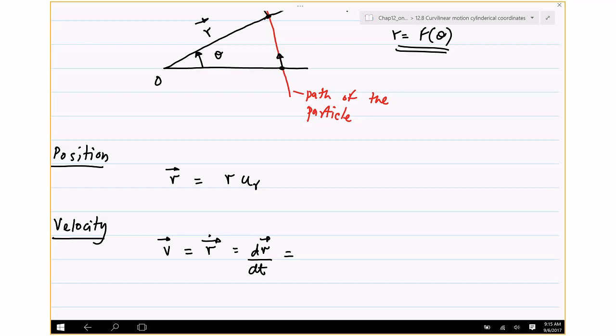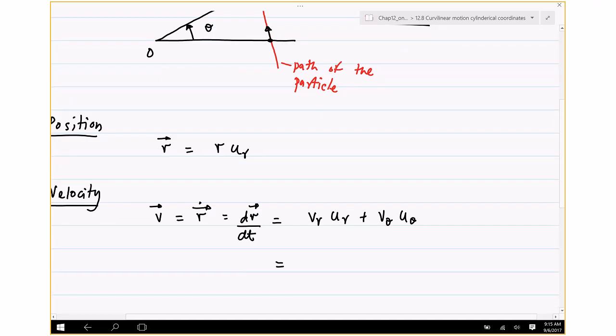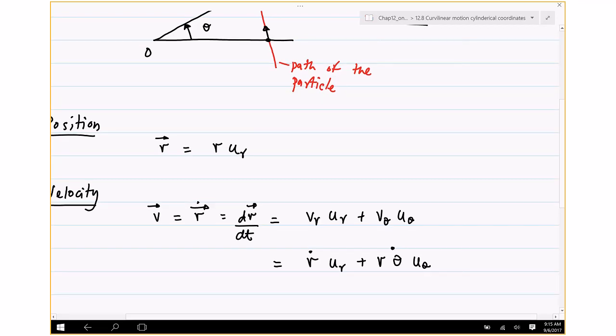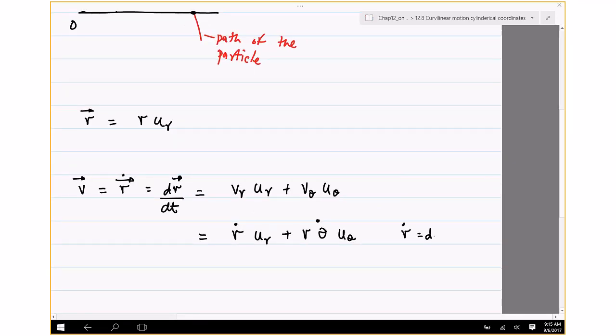It turns out that this is equal to, it'll have both components, v_r u_r plus v_theta u_theta, and the book gives you a formula for v_r and v_theta. v_r is simply r dot, where r dot is dr/dt, times u_r, plus v_theta is r theta dot, times u_theta. I'm going to write it here: r dot is dr/dt, theta dot is d theta/dt.